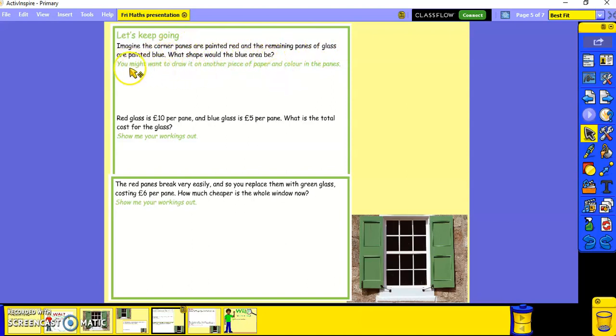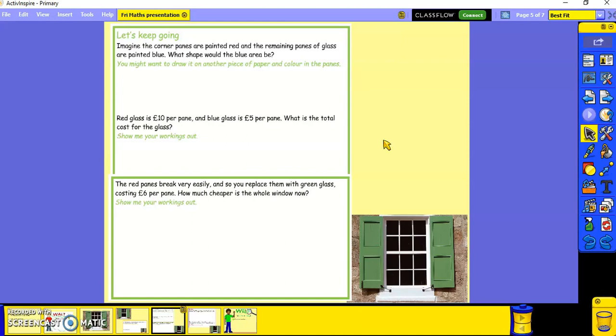So I've even put a hint on here that you might want to draw it on another piece of paper and colour in the panes before you tell me the answer. Then, red glass is £10 per pane and blue glass is £5 per pane. What is the total cost for the glass? Show me your workings out. So again, you might want to draw something and colour it in and maybe label each of the panes with the value before you start writing number sentences, before you write your workings out.